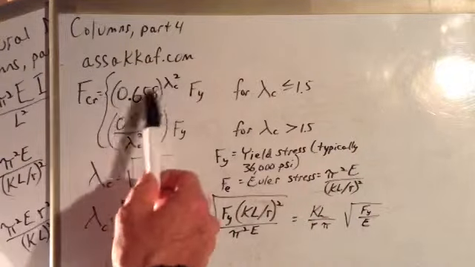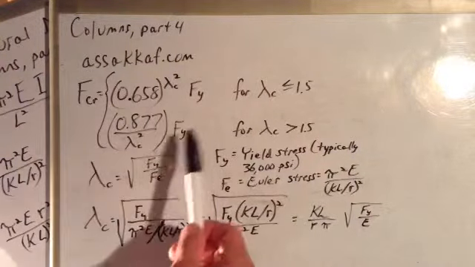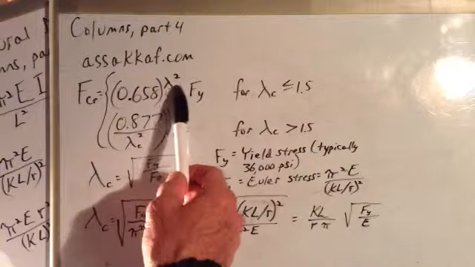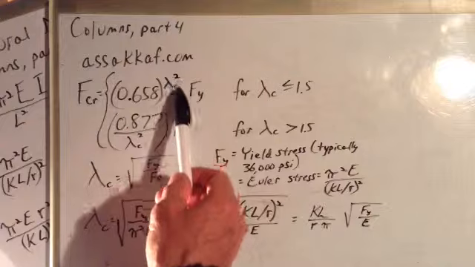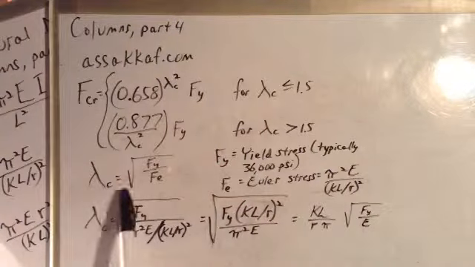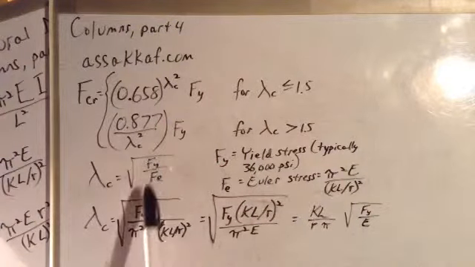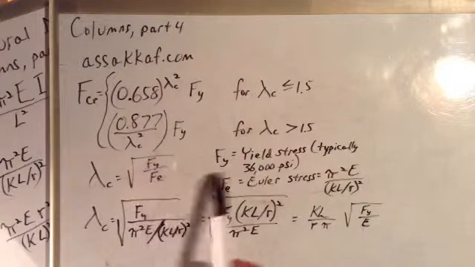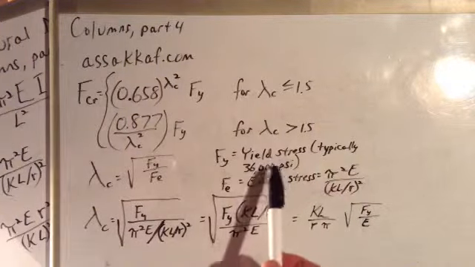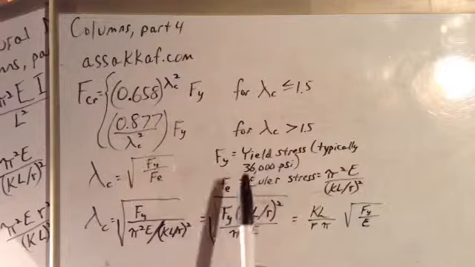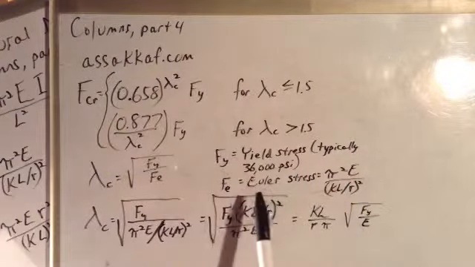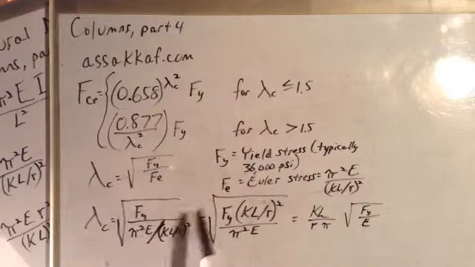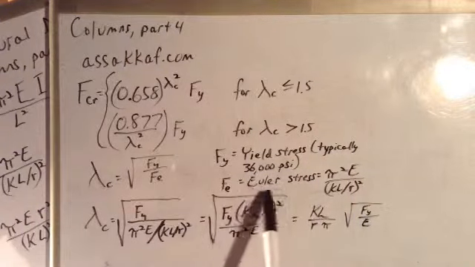It's the critical stress, the stress that it buckles at. Well, you use either this equation or this one. And you say 0.658 to the lambda c squared. Well, what is lambda c? Here it is. It's the square root of Fy over Fe. Well, what is Fy? What is Fe? Fy is the yield stress, typically 36,000 psi. Sometimes it's 50,000 psi. I use 36,000 for mine. And Fe, that's the Euler stress.